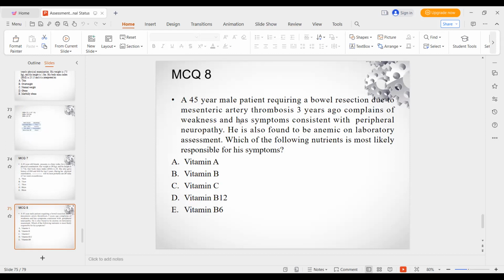MCQ number 8, a 45-year male patient requiring a bowel resection due to mesenteric artery thrombosis 3 years ago complained of weakness and has symptoms consistent with peripheral neuropathy. He is also found to be anemic on laboratory assessment. Which of the following nutrients is most likely responsible for his symptom? Vitamin A deficit, vitamin B, vitamin C, vitamin B12, and vitamin B6. It's D, vitamin B12.